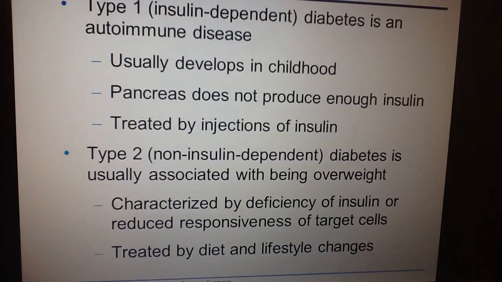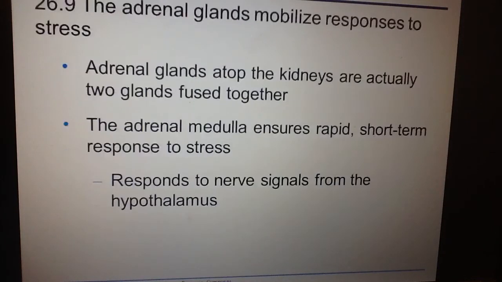The newest type, which happens as a result of our obesity epidemic, is type 2, which happens usually when your cells no longer are responding to insulin in your blood, or you simply don't produce enough insulin anymore. And this often can be fixed by simply going on a diet and eating healthy.